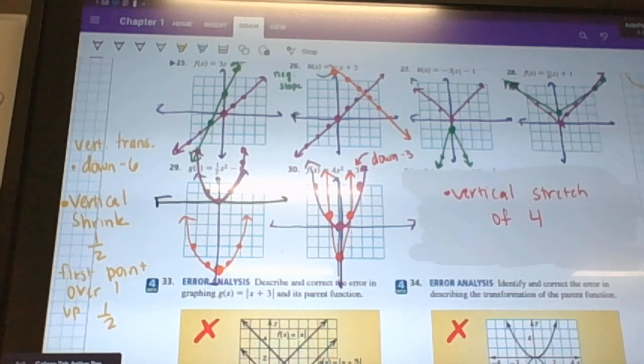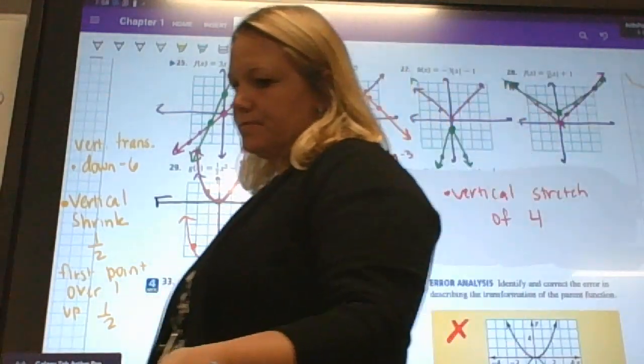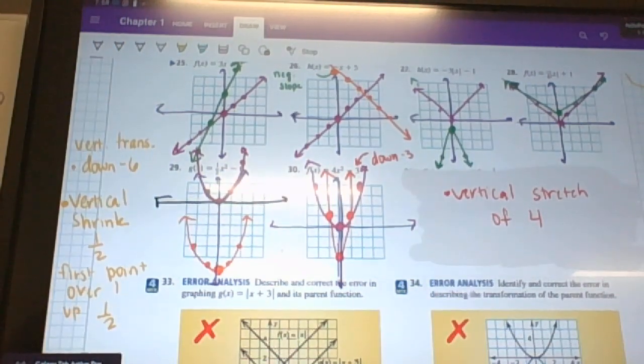All right, you guys, pretty good. You hung in there. Got your graphs done. Everybody flip to chapter 1.3, the very beginning of chapter 1.3.